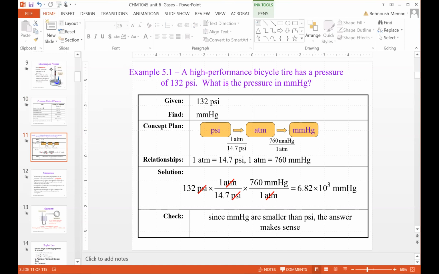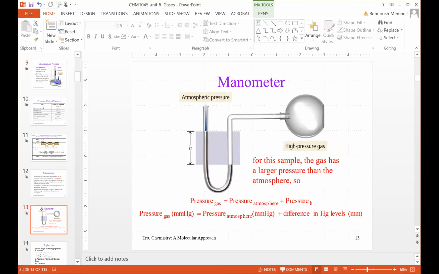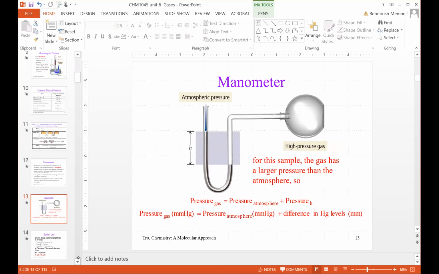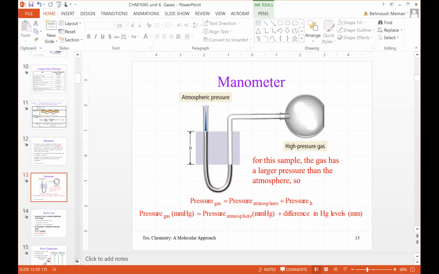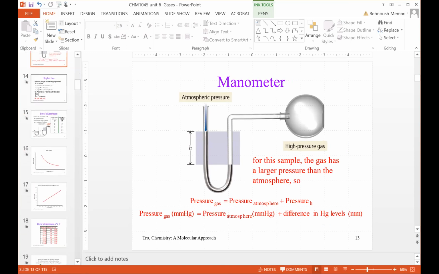So we talked about the barometer, which measures the atmospheric pressure. And we also have a manometer. A manometer measures the pressure of a gas in a closed container. If you attach a manometer to a closed container, you can measure the pressure of the gas. How does it work? The higher the pressure here, the more pressure it puts, and the mercury is going to go up higher. So you see the difference is going to be greater. That's how a manometer works.